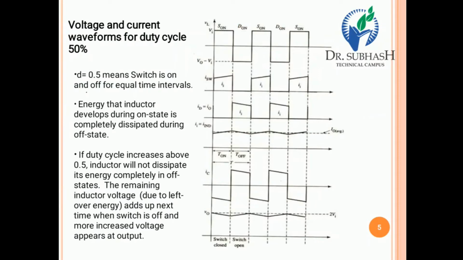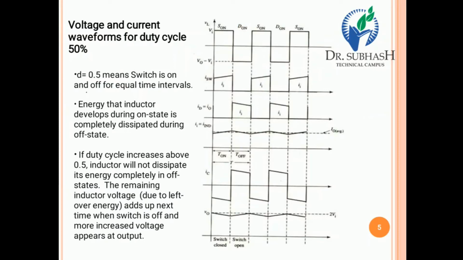Now, if we consider the duty cycle to be 50%, dear students, we all know what a duty cycle is. It is the ratio of T on divided by the total time period. A duty cycle of 50% means D equals 0.5, so the switch is on and off for equal time intervals. The on period and the off period are both equal.